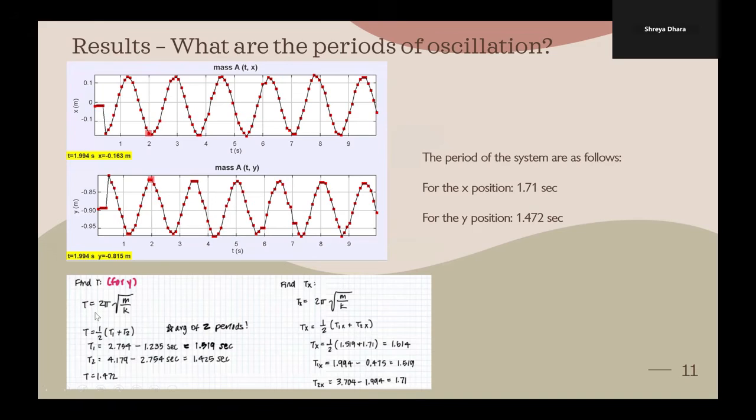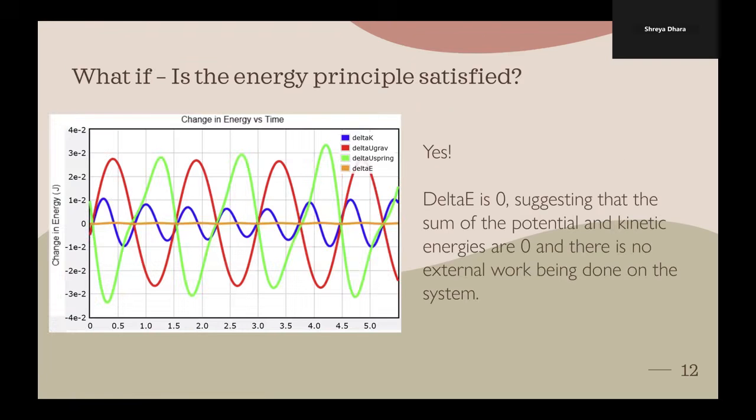So what I did was I found the period experimentally between two different locations on this chart above, and then I used two different periods, and then I averaged them together to find the experimental period. And I used this formula where T equals 2 pi times the square root of m over k, and I was able to use that formula to then solve for my k values. And I did that for both the x and the y. And yeah, that's how I got my periods of oscillation.